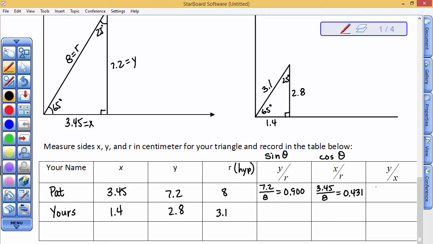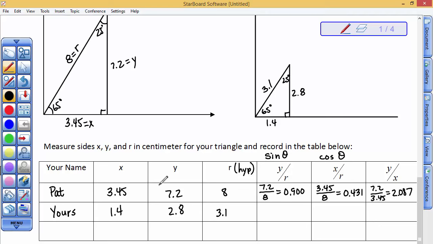And finally, my y value, which was 7.2, and my x value, which is 3.4, when you divide those out, you can clearly see you're going to get bigger than 2. And that turned out to be 2.087, I believe. Having a little trouble reading my handwriting.